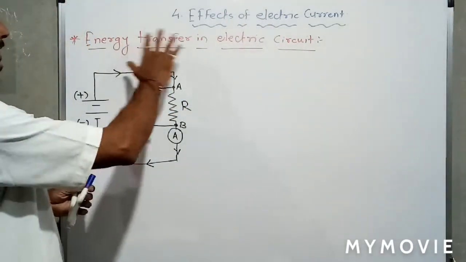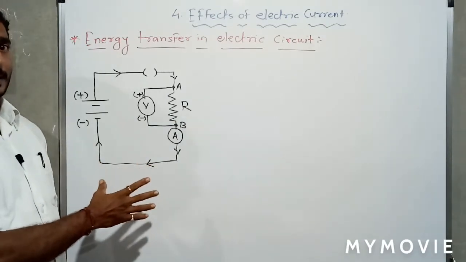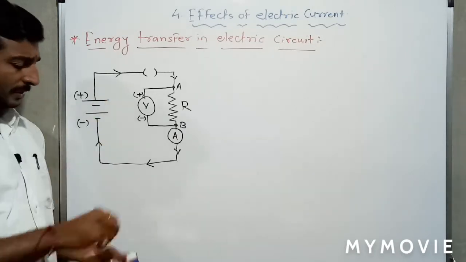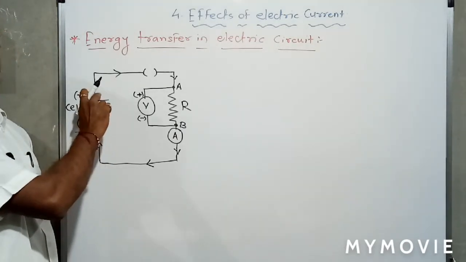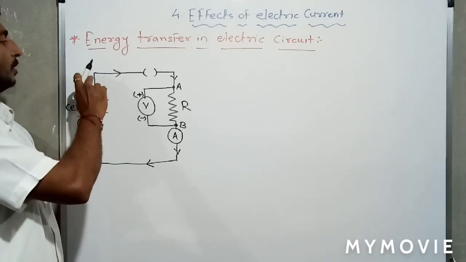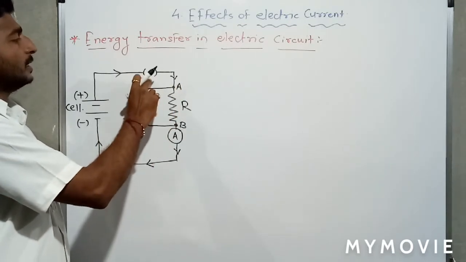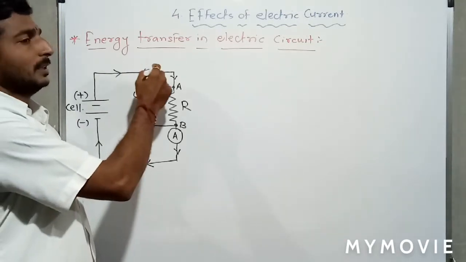To understand the energy transfer in an electric circuit, we are going to use some material. So here we are going to take a cell. The cell has two terminals, positive terminal and negative terminal. To the positive terminal of the cell, a conducting wire is connected, and this wire is cut here to attach the switch. So a plug switch we are using in this circuit.